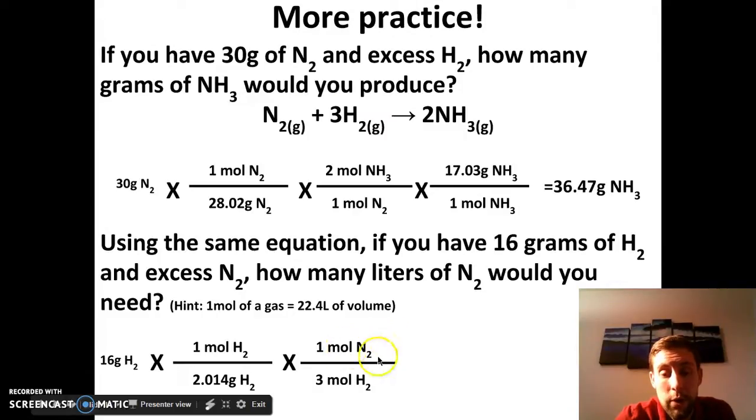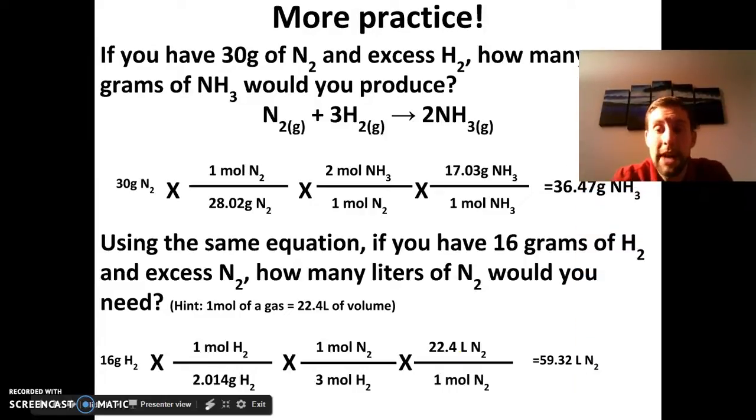And now we're in moles of N2. We have to cancel moles of N2 and get to liters of N2, which is where this equality comes in. We know that for every mole of N2, it equals 22.4 liters of N2, and we get a final answer of 59.32 liters of N2 by doing our math of 16 divided by 2.014 grams, ignore the times 1, divide by 3, times 22.4 liters, which gets you the final answer. Hopefully it makes sense. If not, send questions.